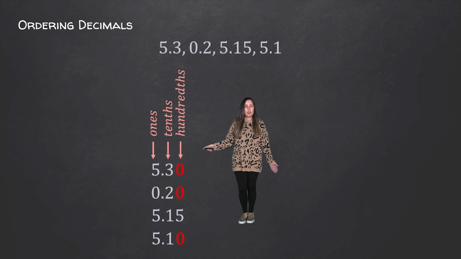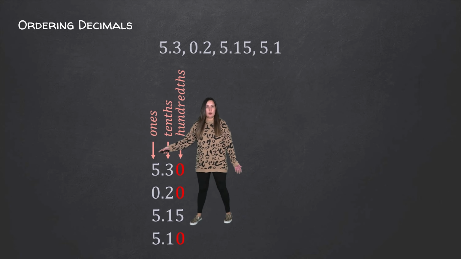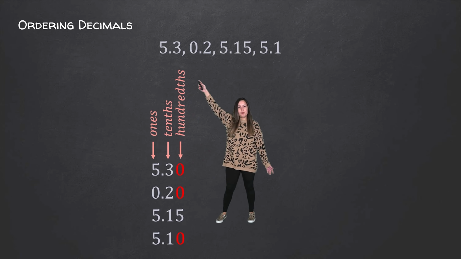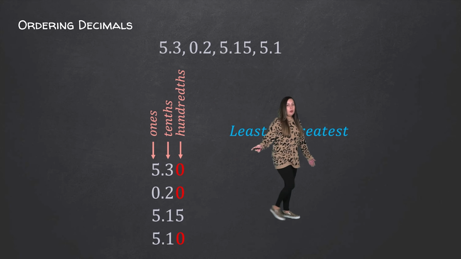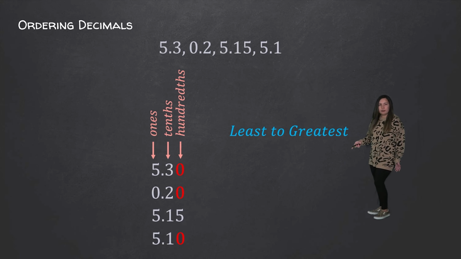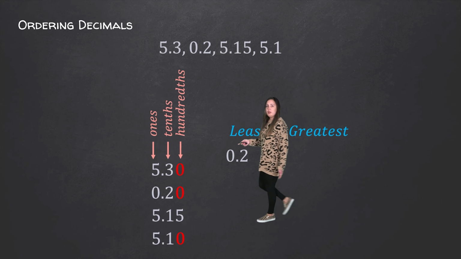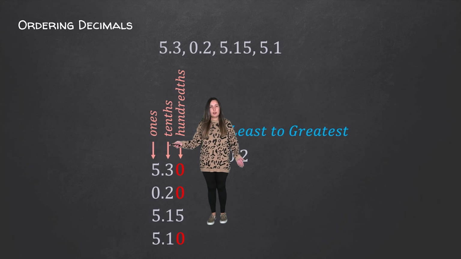And now in order to write these numbers in order from least to greatest, we're going to start off and look at our ones place. And in our ones place, we have a 5, a 0, a 5, and a 5. So that automatically makes 2 tenths the smallest number, because it's leading with a 0 while all the other numbers are leading with a 5. So when we write our list in order from least to greatest, 2 tenths is going to be the first one.